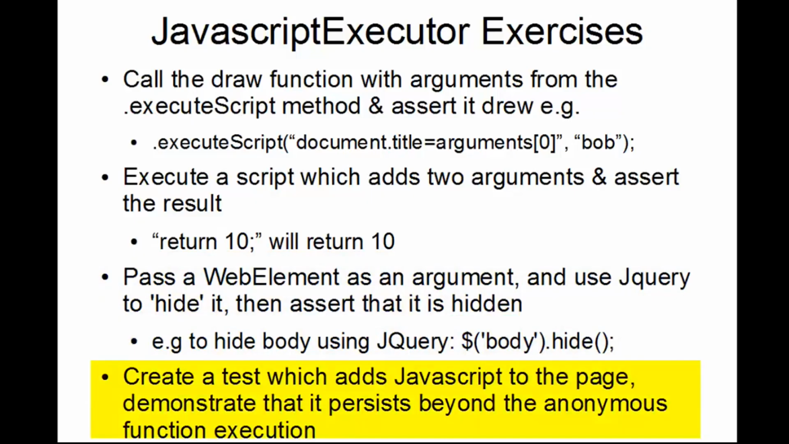Then, for bonus points, this could be a bit harder. I want you to create a test which adds some JavaScript onto the page and then demonstrate that it persists beyond the anonymous function execution. So we know that when we run JavaScript, it runs an anonymous function, and that it should not be there when we try and call it again. So your job is to try and figure out how to add a function into the page which you can call multiple times between the execute script calls.